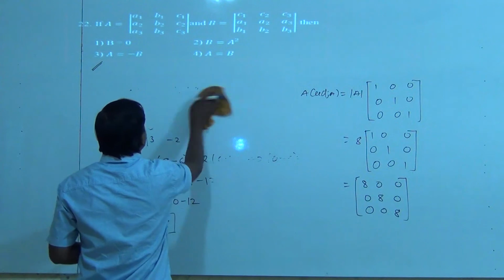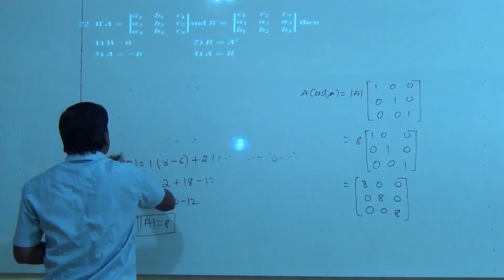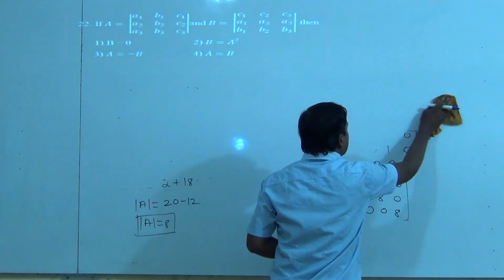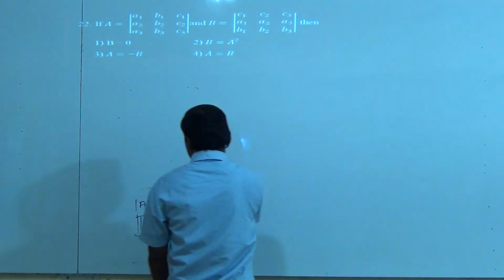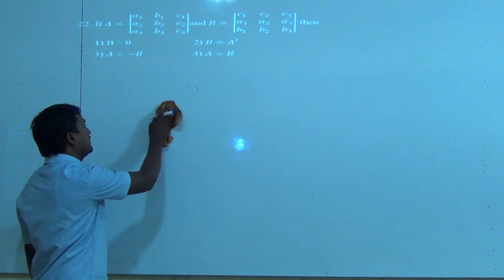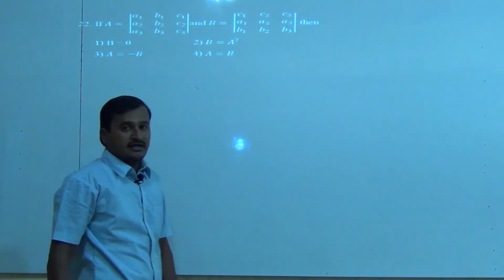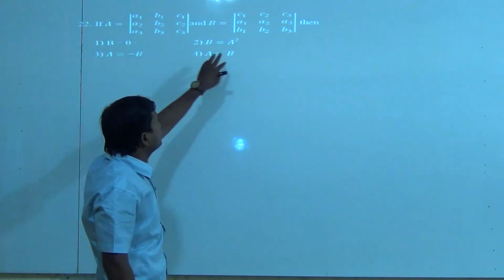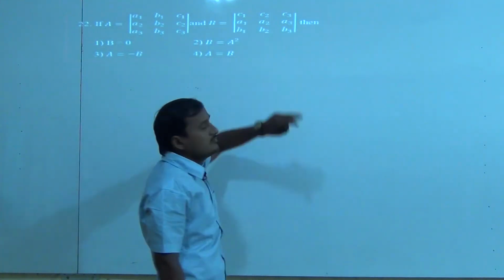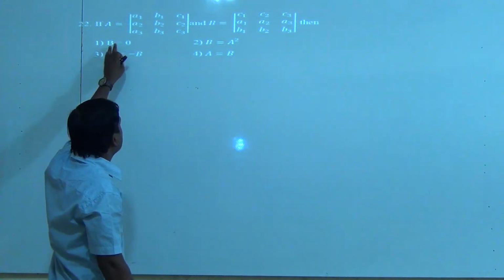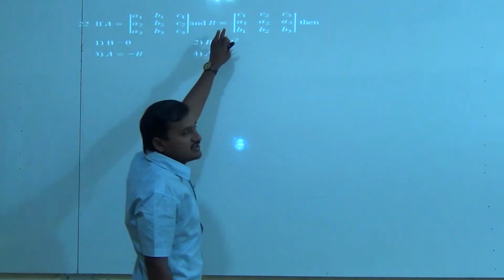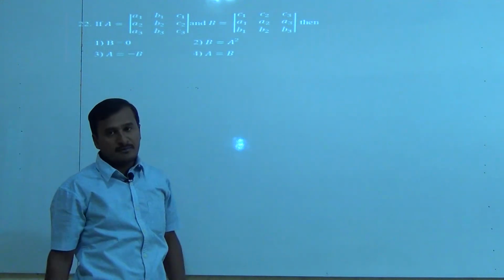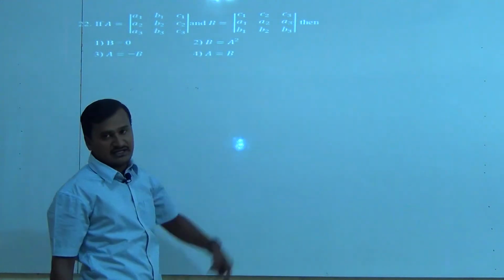Okay, 22. Here what they have given? They have given this determinant denoted by A and this determinant denoted by B. Then what is the relationship between this A and this B, right? We have to check what is the relation between the first determinant and the second determinant.